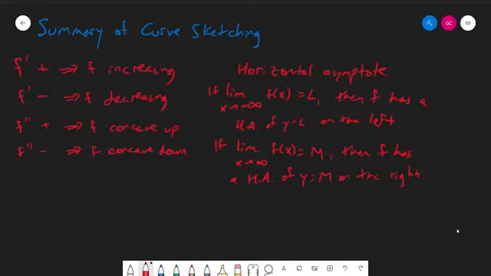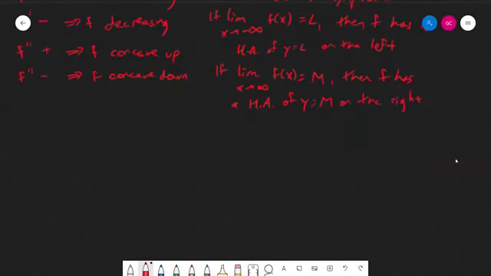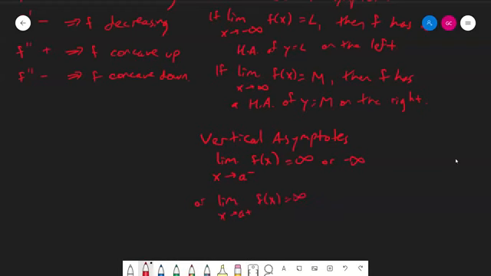We also have vertical asymptotes, which we saw way back near the beginning of the course. And these arose whenever you had the limit as x approached some finite value from either side. So if that equals infinity or negative infinity, or if the limit as x approaches a from the right equals infinity or negative infinity, well then the line x equals a is a vertical asymptote of f.